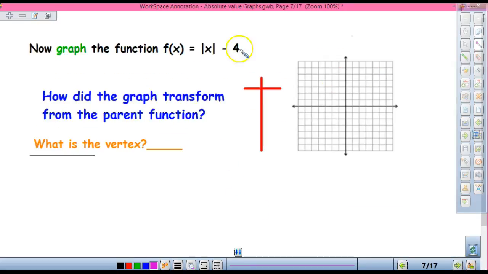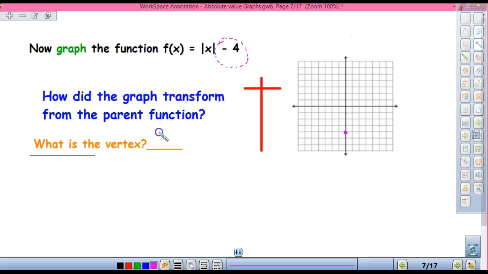Alright. This guy, right here, is going to move it up or down. Okay? In this case, since it's minus, it's going to be down. So we're going to start from 0, 0, right? And we're going to go where? Down to negative 4. 1, 2, 3, 4. Okay, so what's my vertex?